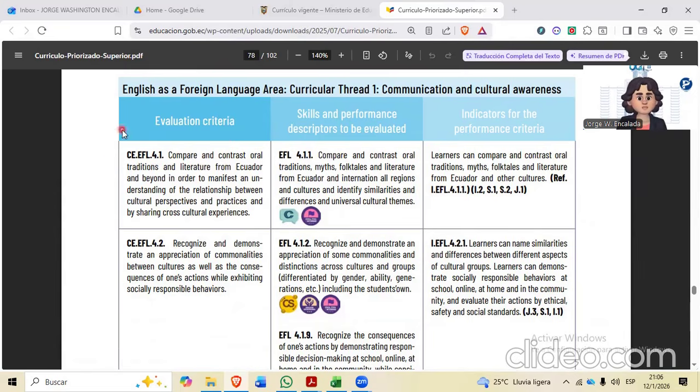So for instance, with evaluation criteria number 1 from superior, from EFL, I have to develop these skills. EFL, number 4, remember, superior. Number 1, this one is interesting because it's going to tell us that it corresponds with curricular thread number 1. That's why you are always going to have the 1 there, in the ones that correspond with curricular thread number 1, for sure.